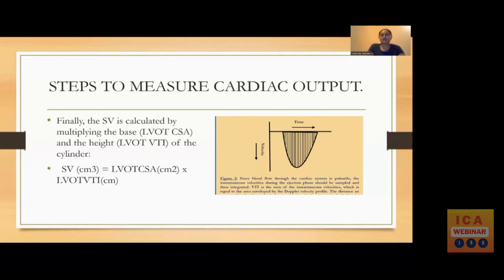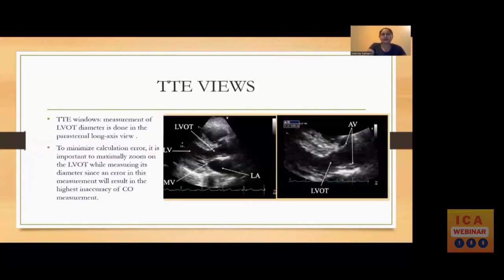So your stroke volume is now going to be a calculation of the volume of the cylinder, which is equivalent to the LVOT cross-sectional area times the LVOT VTI. When we are taking the transthoracic views of the echocardiography, we are using mainly the parasternal long axis view to calculate the LVOT diameter.